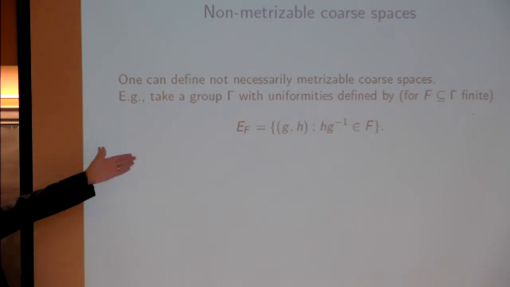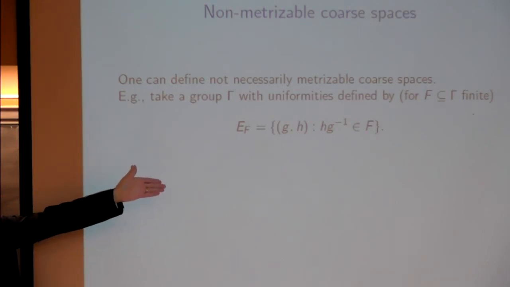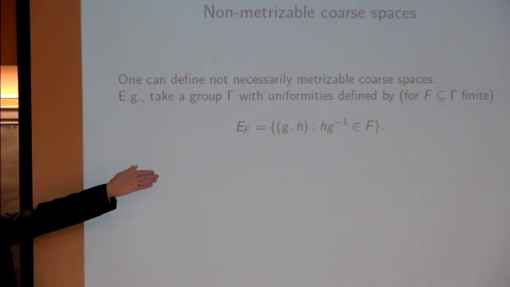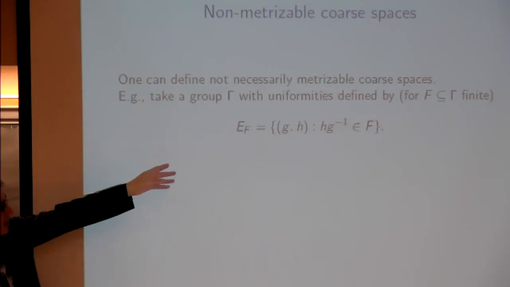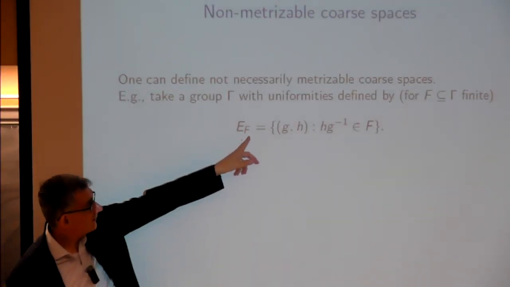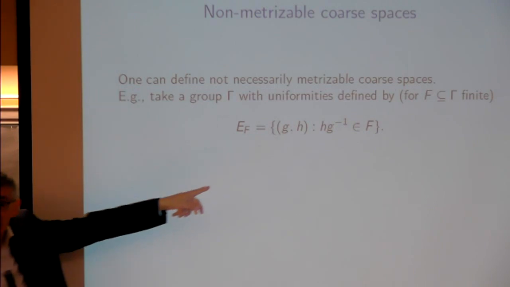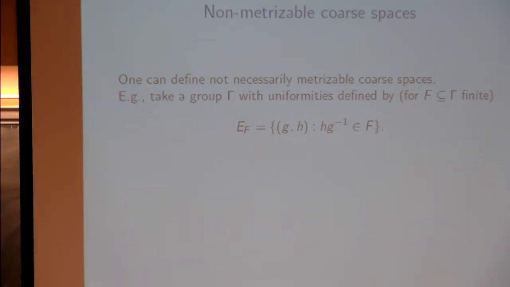take a group gamma which is not finitely generated, for example, a free group with infinitely many generators. Now entourages, or uniformities, are defined by taking different finite subsets and looking at the corresponding Cayley graphs. So this defines your coarse structure, which is not metrizable. And the question is, how much does that coarse structure tell you about your group?